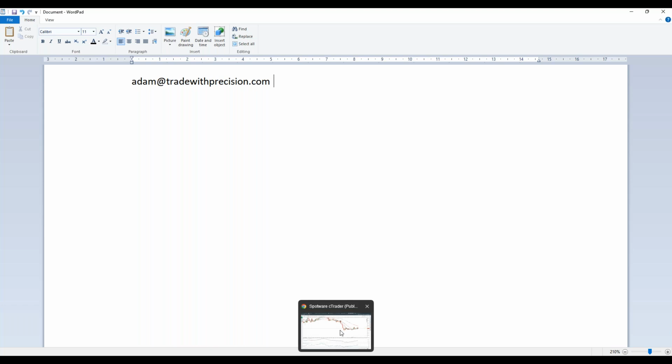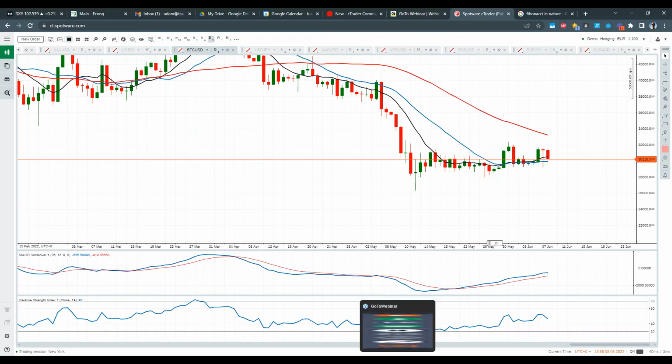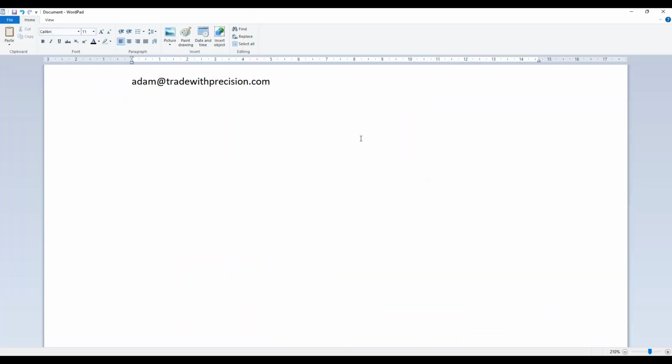So let's have a look here. Let's just recap on what the concept was today. We were looking to find a good trend, a healthy trend is a good idea. We were also looking to identify potential support or resistance levels using the Fib retracement tool.